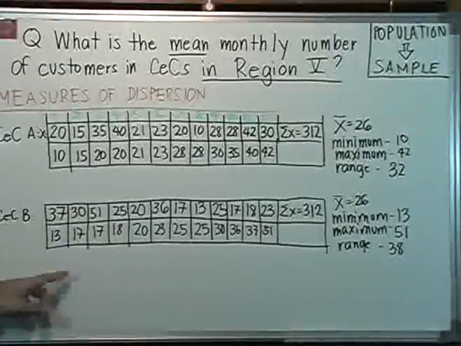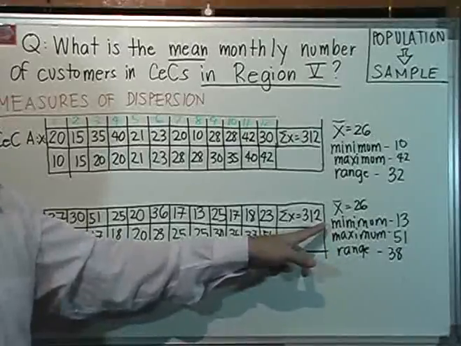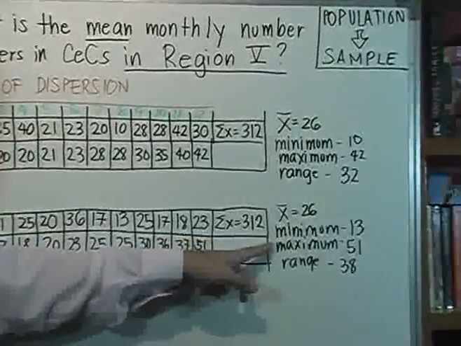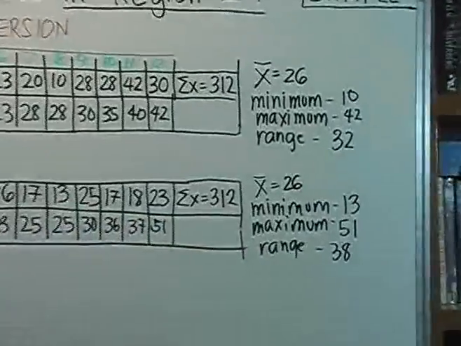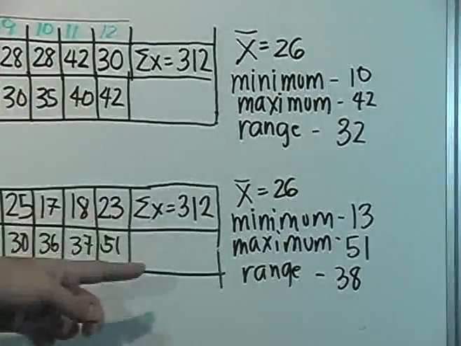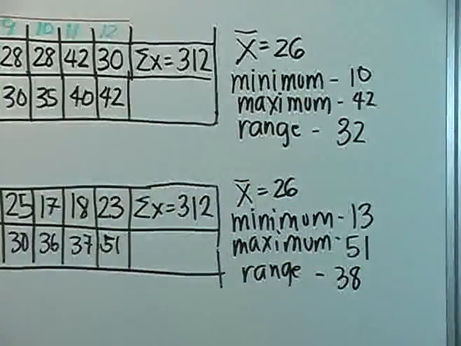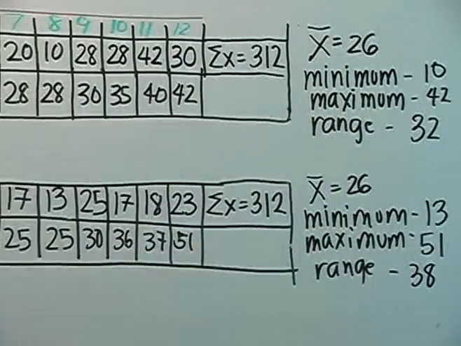Doing the same analysis in CECB, you will see that their minimum is 13, the maximum is 51 with a range of 38. So these are simple measures of dispersion. You're looking at how far apart these various observations are from your mean.